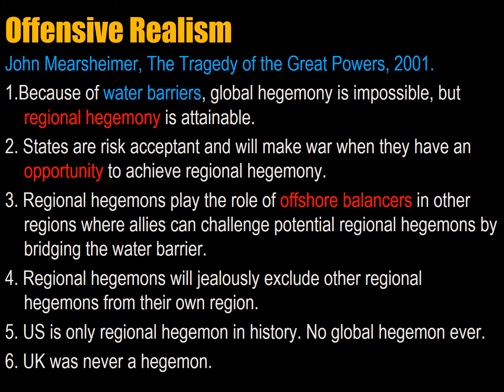Number 4, regional hegemons will jealously exclude other regional hegemons from their own region. The U.S. went to war against Germany in 1917 in World War I because of the Zimmermann telegram, because Germany wanted to use Mexico to attack the U.S. The U.S. reaction was, I don't want to anthropomorphize, but wildly emotional. The American people were so offended by that telegram that it pushed them over the edge to declare war against Germany.